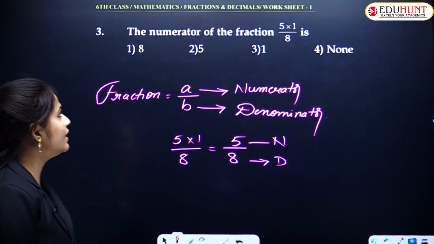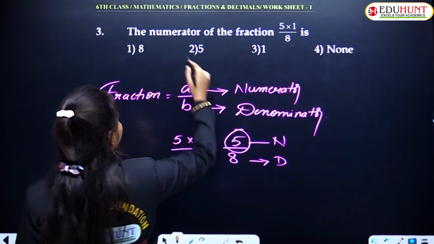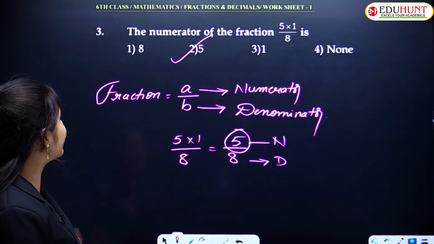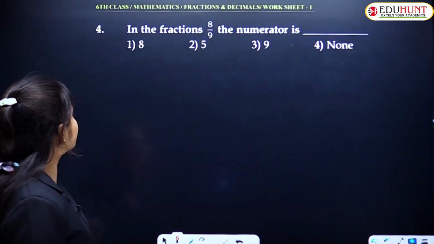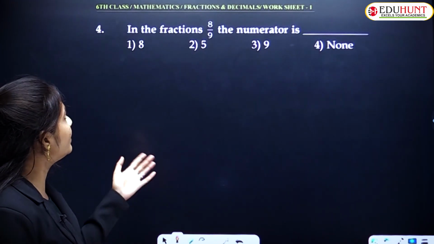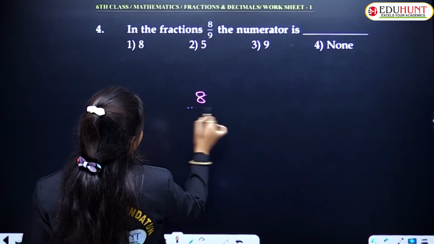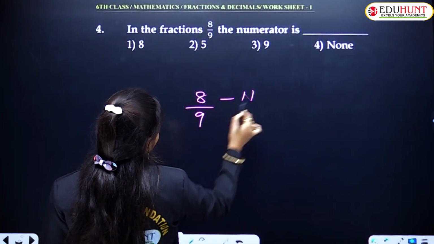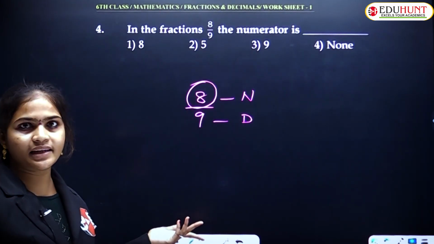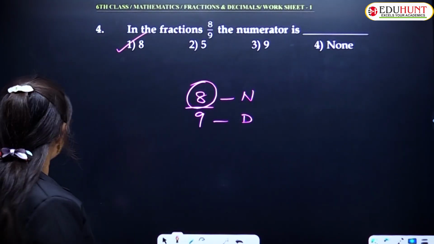Now what are they asking here? What is the numerator? Numerator is 5. Then which option is correct here? Option 2 is correct, that is 5. Next, the fourth one. In the fraction 8 by 9, the numerator is... 8 is the numerator, 9 is the denominator. What is the numerator here? Numerator is 8. Understand? Yes.